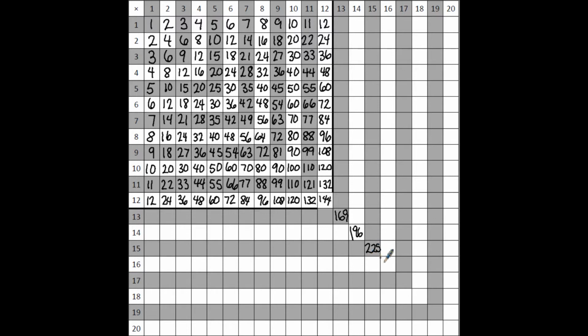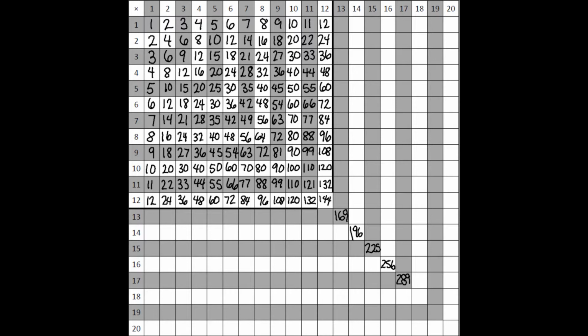For 16, the last one ended with 25, so we can start the first one with that. But this has 6s, so the last number here is going to be a 6. So 16 times 16 is 256. 17 is going to be in the 200s as well, so we're going to bring that 2 down. And I know that 8 plus 9 gives me 17, so 17 times 17 is 289.